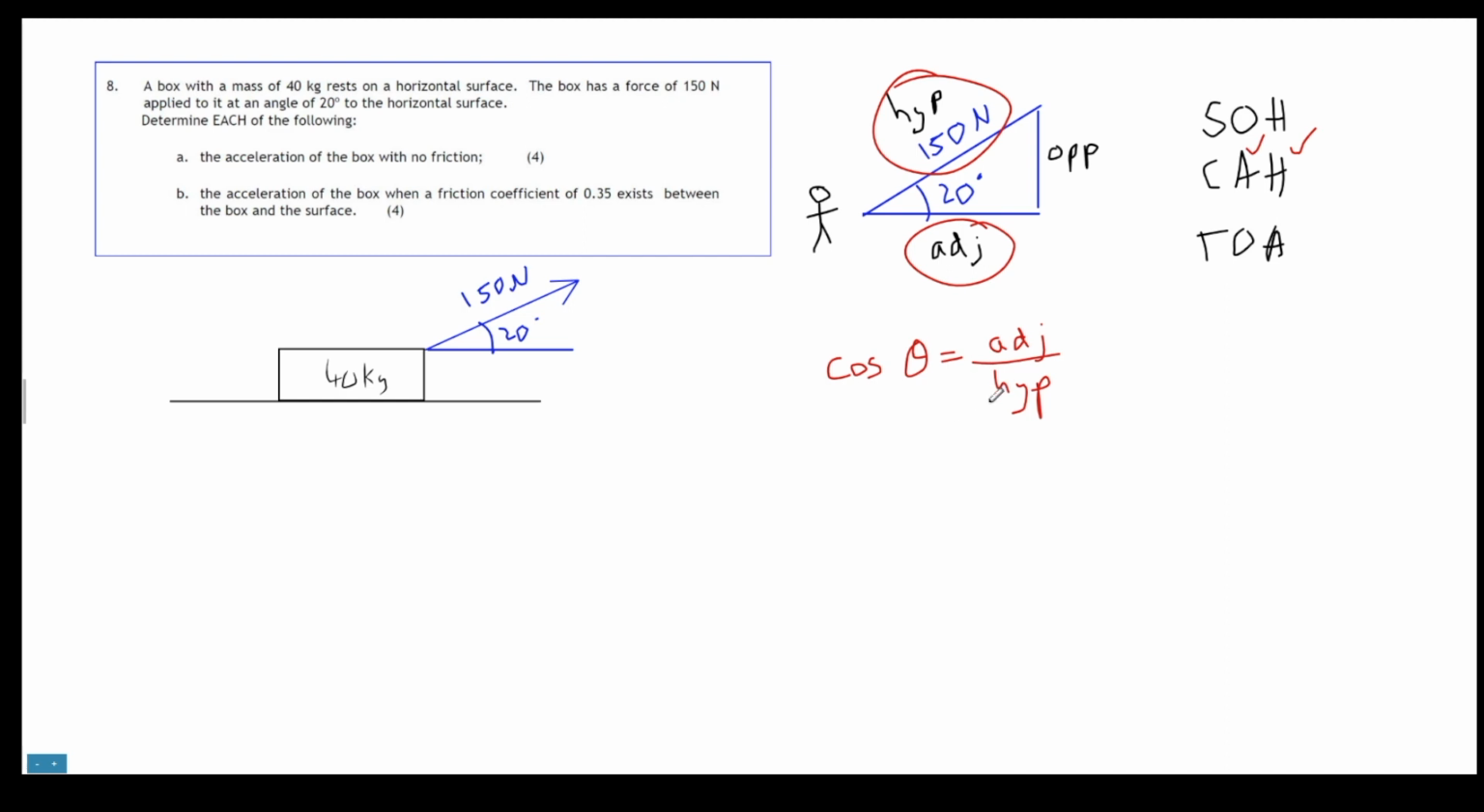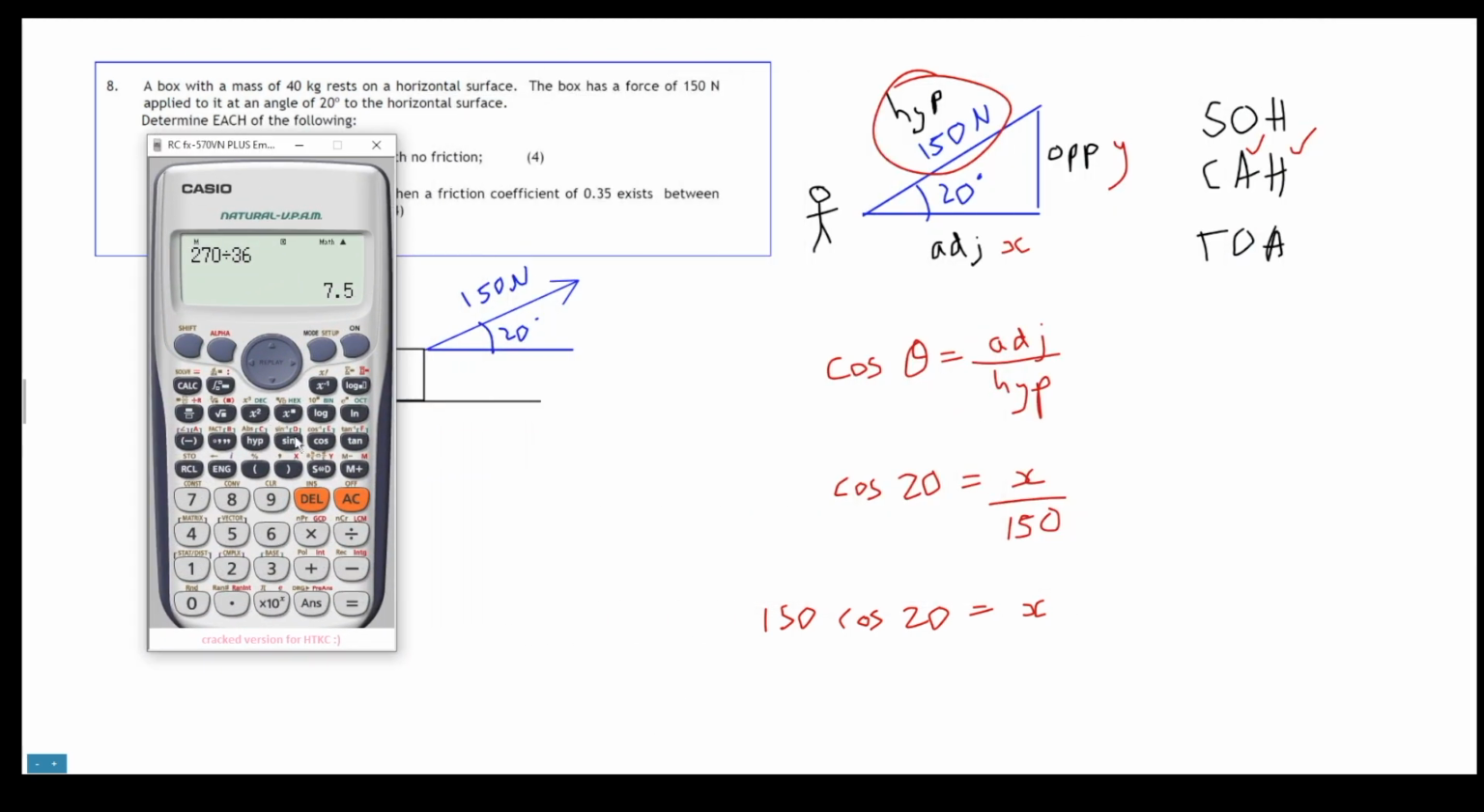We can just plug the values in. So we can say cosine of 20, because it's 20 degrees, is equal to the adjacent. Let's call that x, and we'll call the opposite y, because it's going in the y direction, and this is going in the x direction. So the adjacent x over hypotenuse, which is 150. Really easy to solve. We just multiply both sides by 150, so we get 150 cosine of 20 is equal to x. This will be the horizontal force. Let me just grab my calculator, plug this stuff in. So we're going to type in 150 cosine 20. 150 cosine 20 is 140.95.